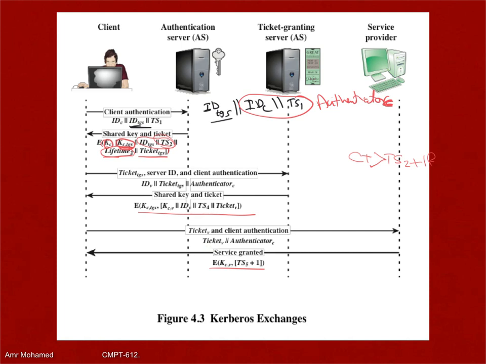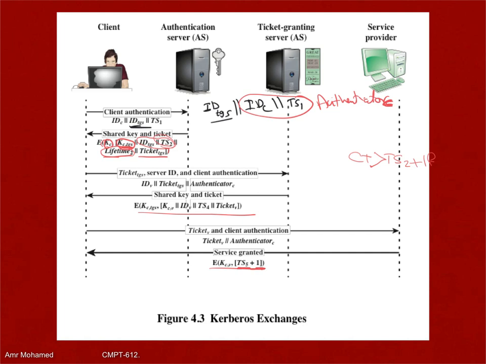We just send the ticket and the authenticator to gain access to the server, and the server will send us back a reply which echoes back the timestamp. We'll see here in the authenticator and the ticket there is timestamp 5, and here, unlike the previous requests and messages, it's very weird. Here it has timestamp 5 plus 1.